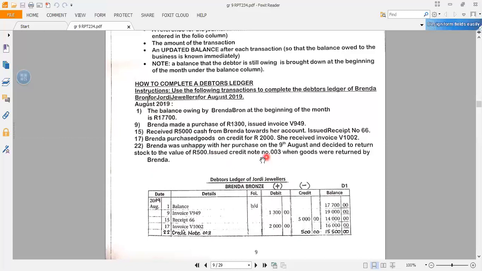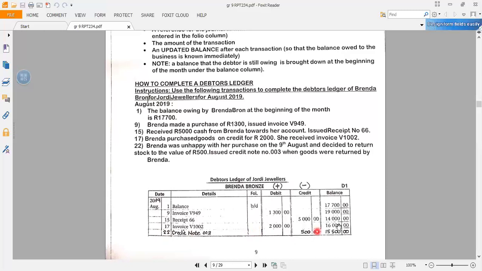Okay, so credit note number 003 when goods were returned by Brenda. So I go to the 22nd. It'll be credit note 003. For this, it will be the Debtors Allowances Journal. That's DAJ. That is the journal that is used to record all returns by a debtor, and that's where we get our information from. So it's DAJ under folio.